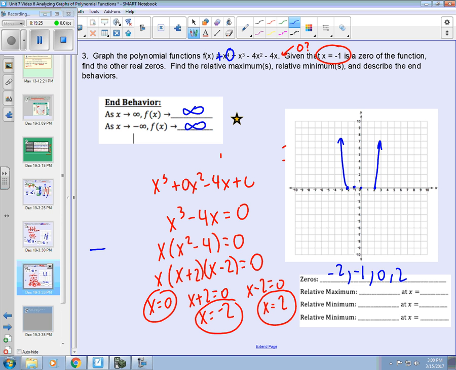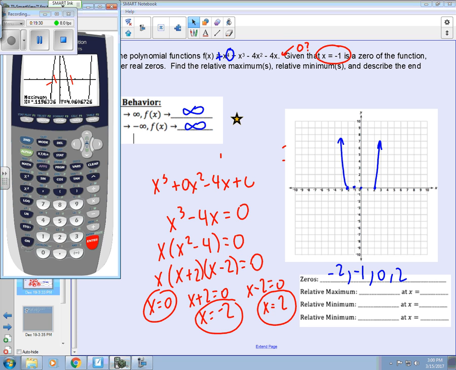All right, now to get the maximums and minimums, use your calculator to help you out. So type this equation in, and we can see what those are going to be. So if you go to your y equals, type it in. Here's what the graph should be looking like.